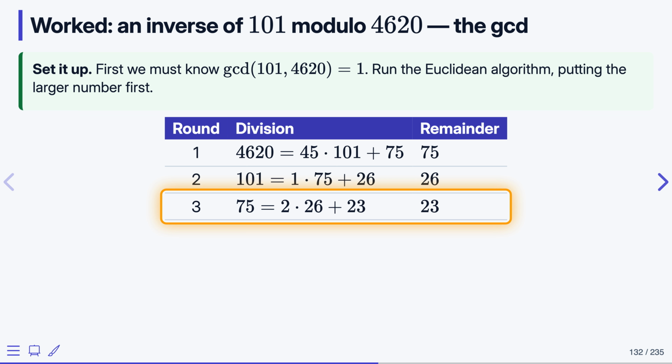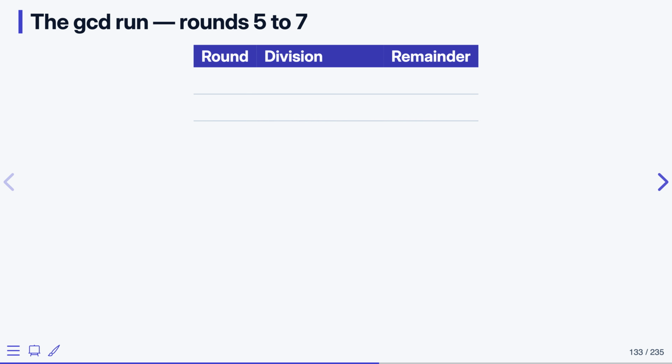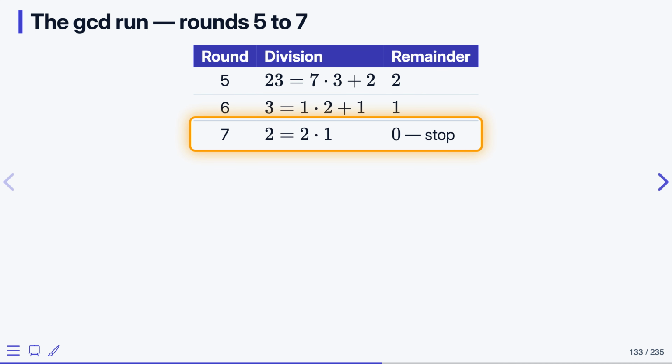Round 3. 75 equals 2 times 26 plus 23. Round 4. 26 equals 1 times 23 plus 3. The numbers are shrinking fast. We carry on with the same 3 numbers rule. The old divisor becomes the new dividend, and the old remainder becomes the new divisor. Round 5. 23 equals 7 times 3 plus 2. Round 6. 3 equals 1 times 2 plus 1. Round 7. 2 equals 2 times 1 with nothing left over. The remainder is 0, so we stop here.